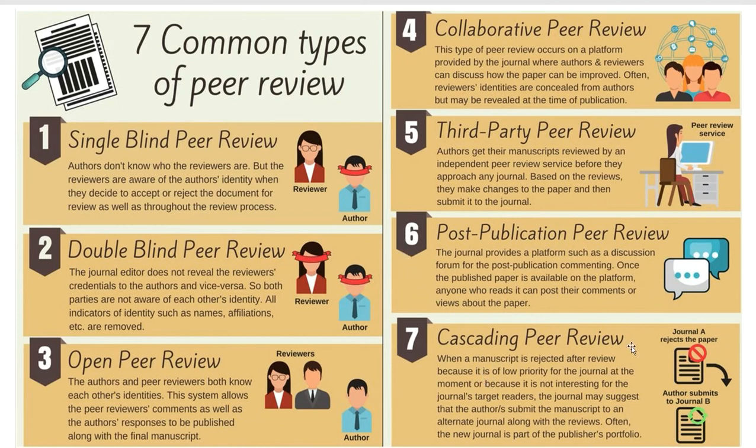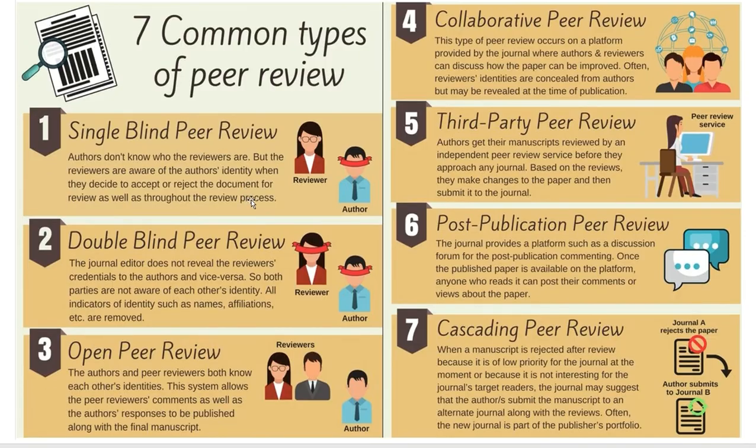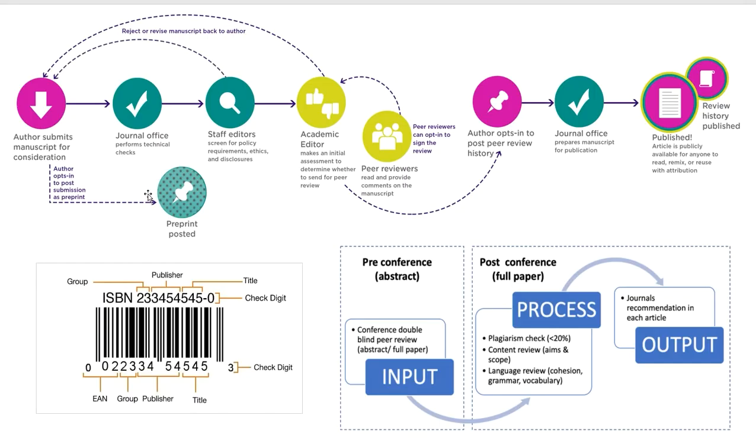And cascading peer review: the journal rejects the paper, but in some cases it gives significant feedback, suggesting the work is suitable for another journal. If you make some changes on your end, then you submit it in some other way like this. Generally there are 7 types of review, and this is the flow.